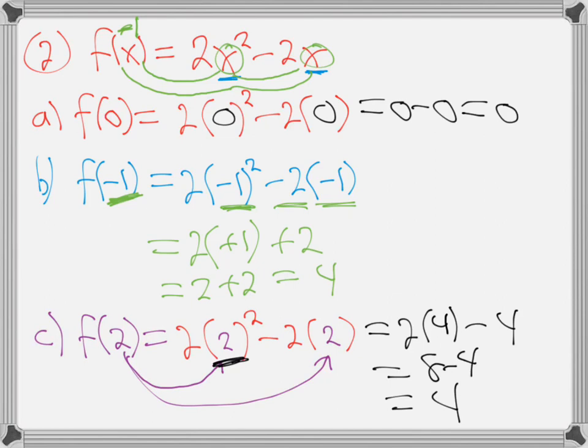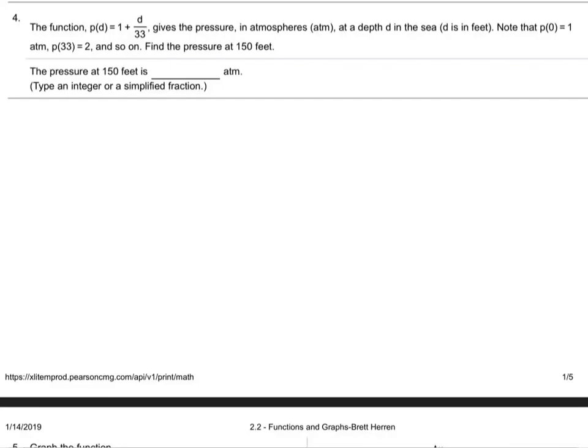All right, so they're giving me this formula. You don't even need to read those words. Blah, blah, whatever. P of D, I'm just going to grab this formula here. P of D is 1 plus D over 33. I don't care what the words say. Pressure, and then here's their question. Find the pressure at 150 feet.